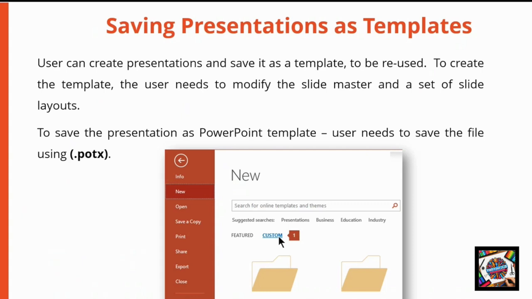And how do you need to save them? Save them using .potx. Again, .potx. Now, if you have the recent version of Microsoft Office PowerPoint, you will be able to save it as a PowerPoint presentation template itself. And you do not need to write .potx.